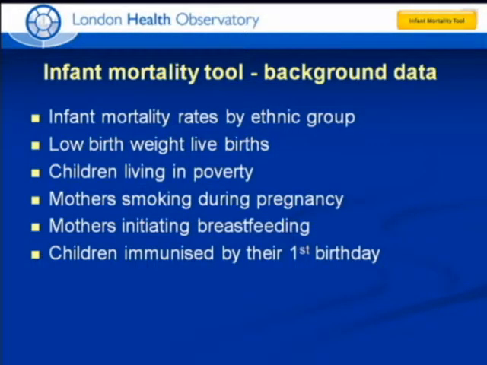This is the background data included in the tool, which are basically factors known to be associated with infant mortality. So we've got infant mortality rates by ethnic group. We've got information on low birth weight. We've got information on children living in poverty. We've got information on mothers smoking during pregnancy, mothers initiating breastfeeding, and immunisation rates. So that's just background information for people to contextualise what's going on with infant mortality in their area.